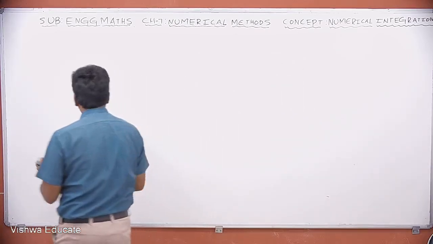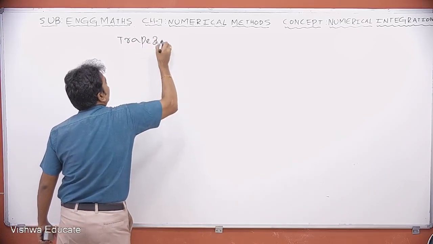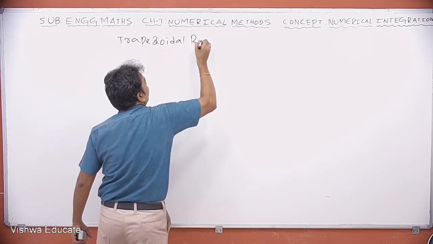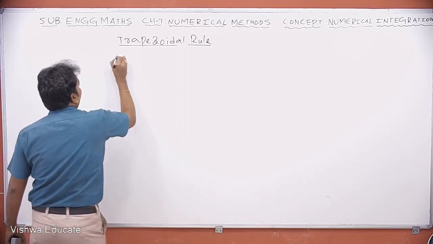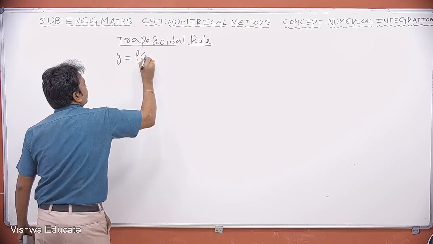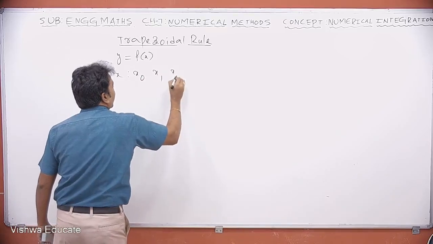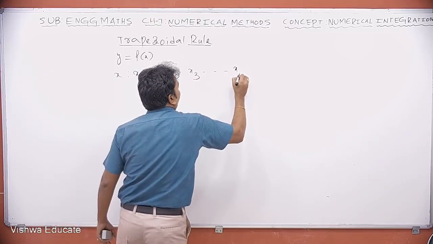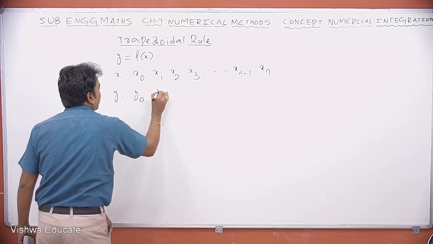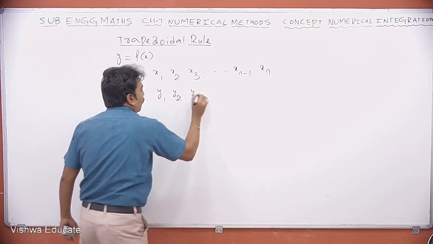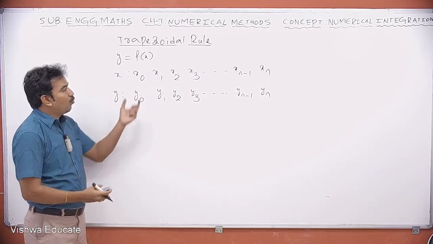The first iterative method we need to discuss is the trapezoidal rule. Suppose we have a function y equal to f of x with the following tabular values. X values are x0, x1, x2, x3 and so on, xn minus 1, xn. Y values are y0, y1, y2, y3 and so on, yn minus 1 and yn. Now in this data we have n plus 1 values.